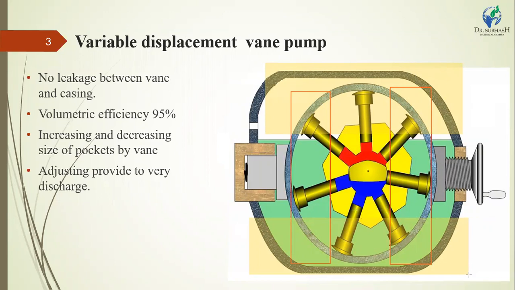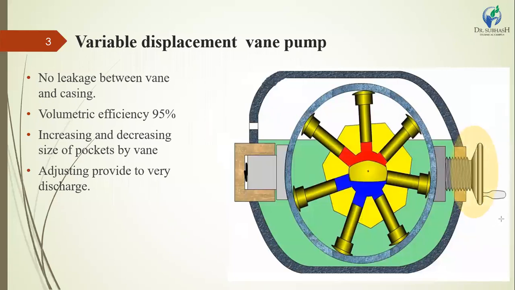As the rotor rotates, the size of the pockets goes on increasing on the left side and reducing on the right side. This causes suction of oil at the left side and delivery of oil at the right side. Here the right side is the delivery area and the left side portion is called the suction area. The increasing and decreasing size of the pockets is varied by the adjusting screw. This portion is the adjusting screw.